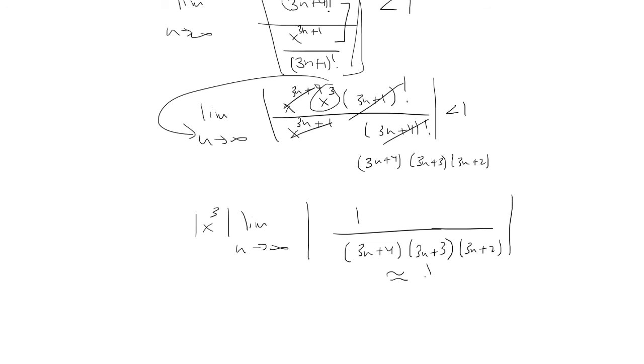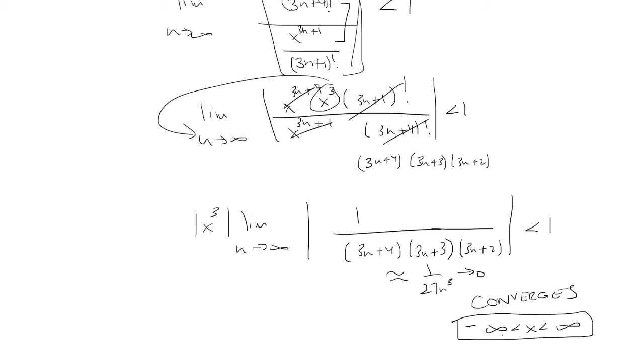So no matter what x is here, it's always going to be less than 1. Because you're going to have 0 times x cubed, that's 0, no matter what x is. So this converges always. And the radius of convergence is infinity, so that means x will have to be between negative infinity and positive infinity. And obviously it doesn't make sense to include the endpoints.